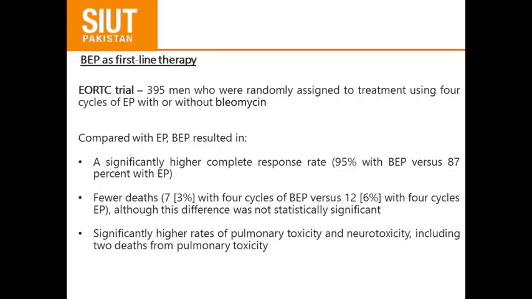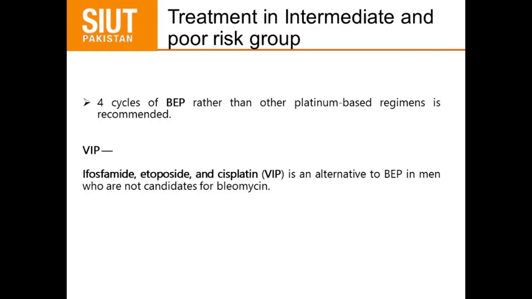Significantly higher rates of pulmonary toxicity and neurotoxicity were seen in the BEP group, including 2 deaths from pulmonary toxicity. Now, in case of intermediate and poor risk group, 4 cycles of BEP rather than other platinum-based regimens is recommended. In cases where bleomycin is not used, ifosfamide, etoposide, and cisplatin is an alternative.